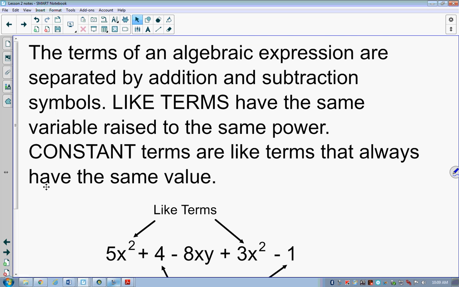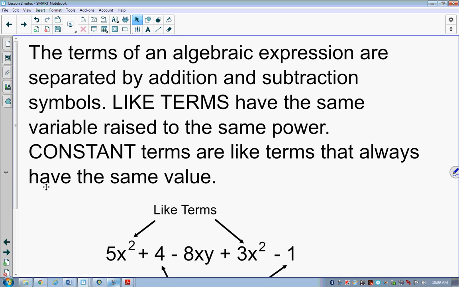Okay, like terms. The terms of an algebraic expression are separated by addition and subtraction symbols. Like terms have the same variable raised to the same power. They may not have a variable at all. If they don't have a variable at all, we call them a constant. Constant terms are like terms that always have the same value, in the sense that they don't have a variable.